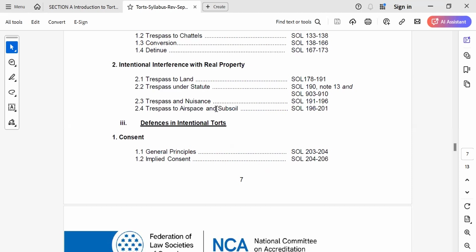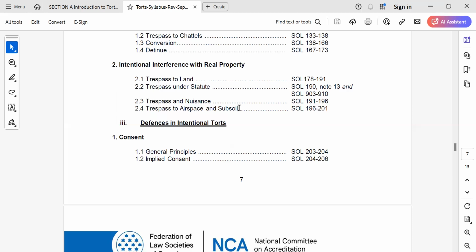Trespass to airspace and subsoil. So what is subsoil? And how does trespass to subsoil happen? It's not necessary that somebody has to climb the fence and come to your property and touch your soil. No, they can also get at that underground, through mining. They mine from under your property, under your land also.